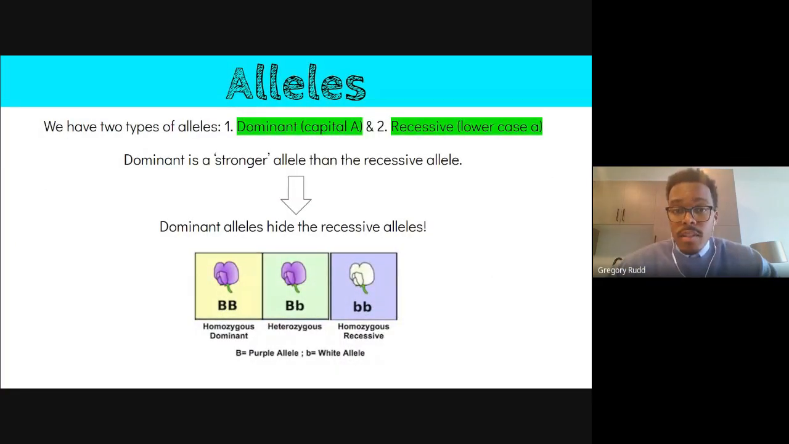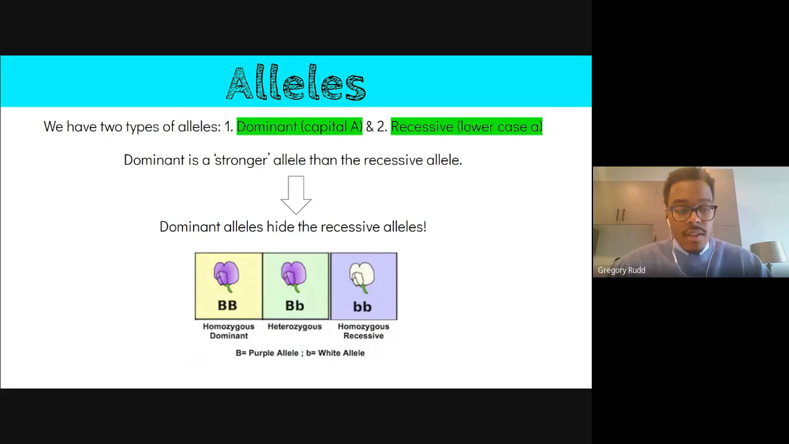So because we get two copies of alleles, we get one from our father and one from our mother, we have to use two letters to represent them. A capital letter represents a dominant allele, and a lowercase letter represents a recessive allele. The dominant allele, which is the capital letter, is stronger than the recessive allele because it means that if a dominant allele is present, then the dominant trait will be expressed. So if there is a capital letter, then you will more than likely express that dominant trait.